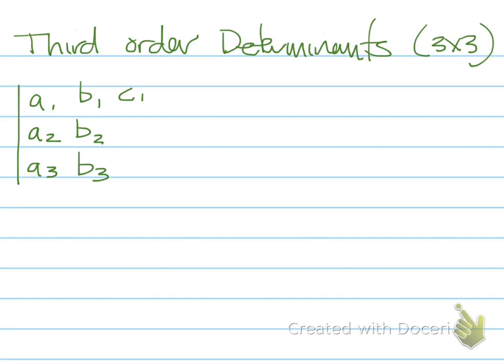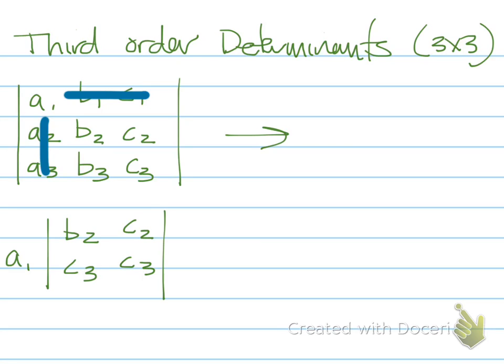Like I stated earlier, all square matrices have a determinant. So you could also find the value of a third order determinant, or a 3x3 determinant. What you want to do is use the minor elements. The minor elements are determinants found by excluding rows and columns.